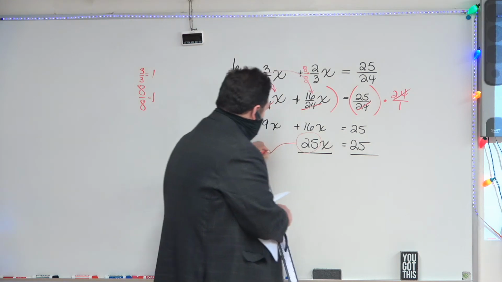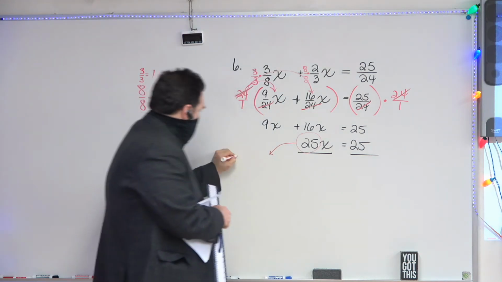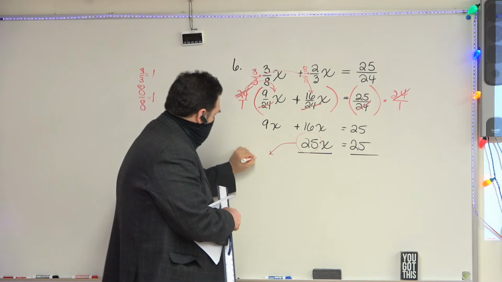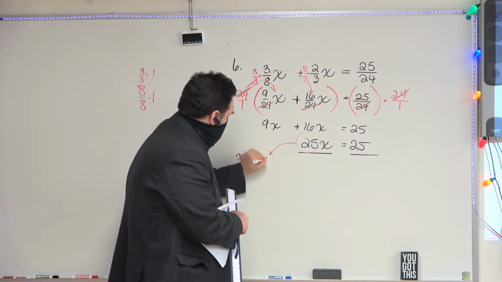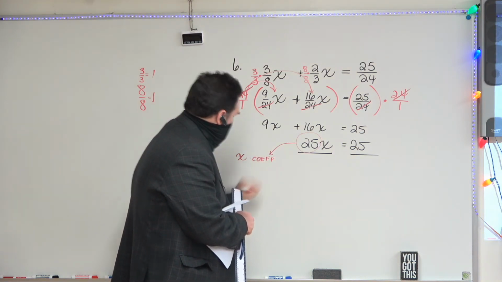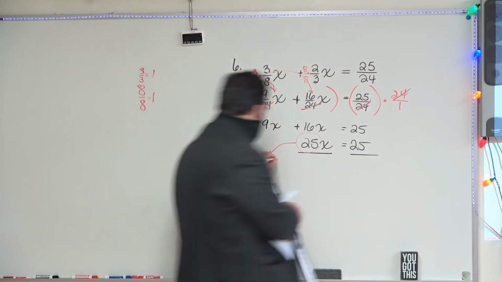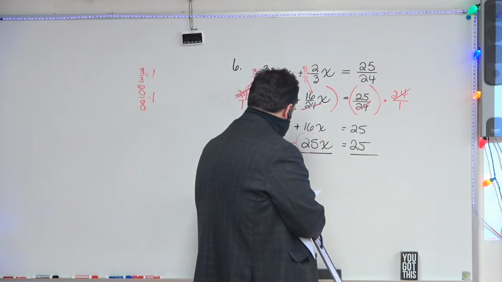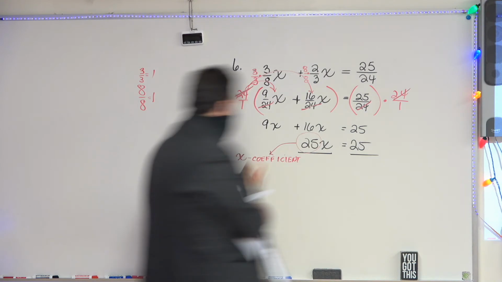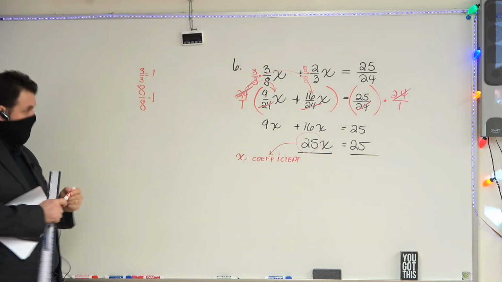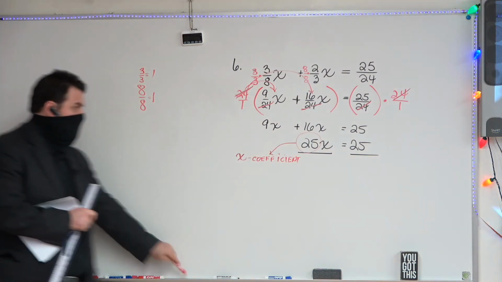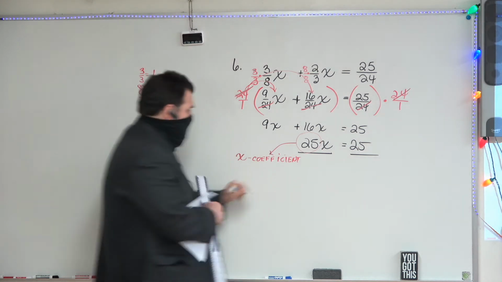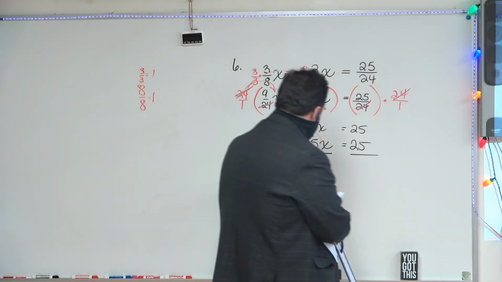This has a name. It's called the x. Oh, somebody said it. Coefficient. The x coefficient. So I'll start to say is divide both sides by the x coefficient, which is another way of saying divide both sides by 25.